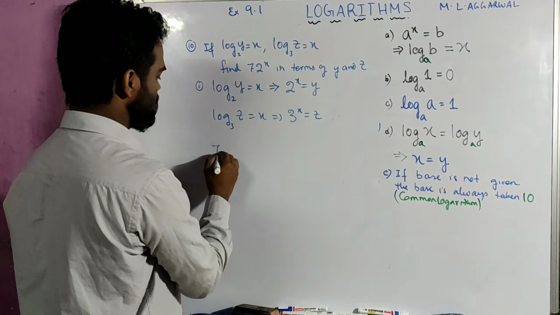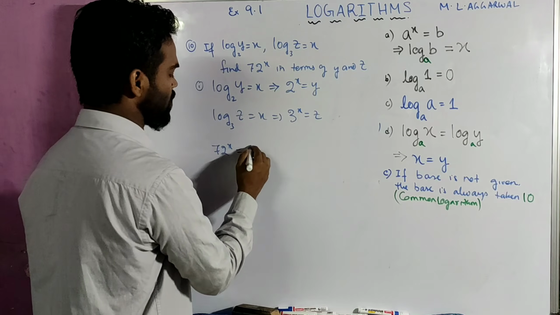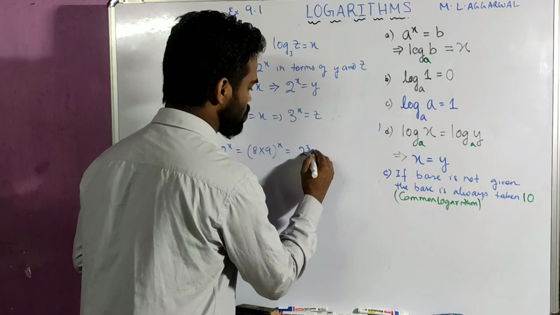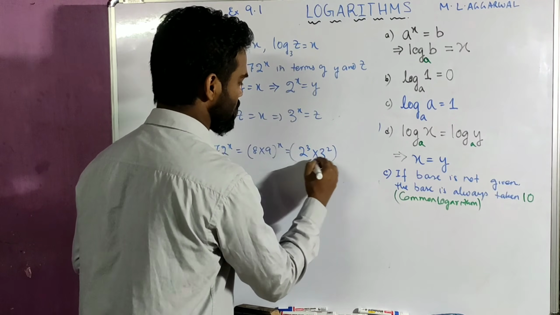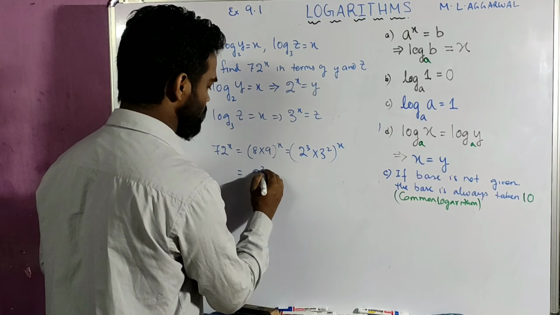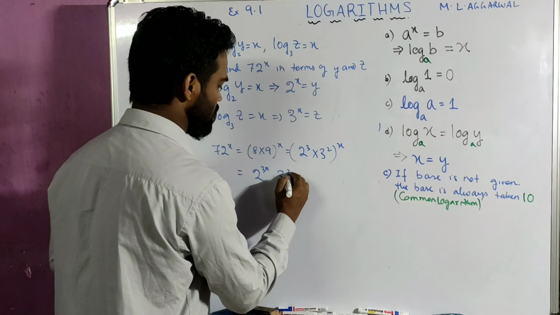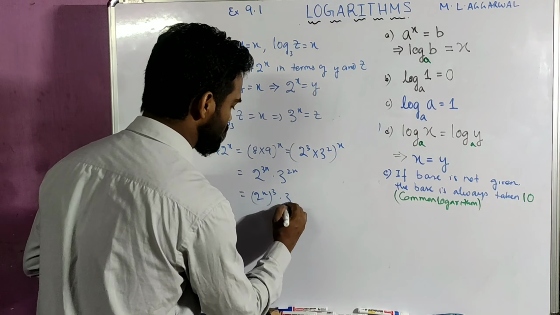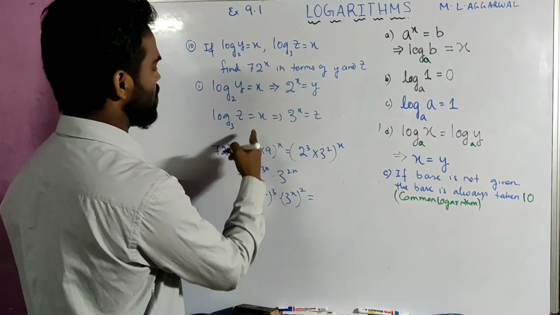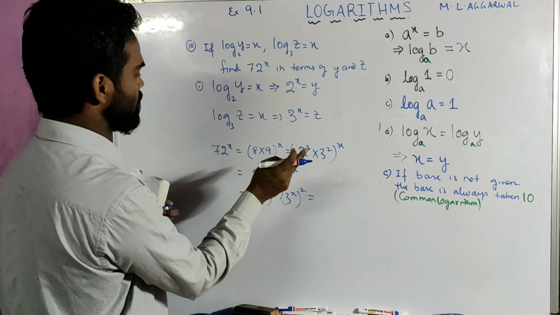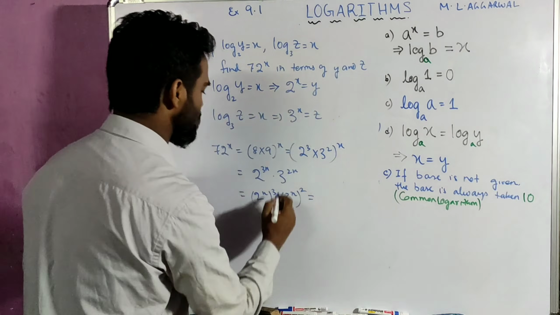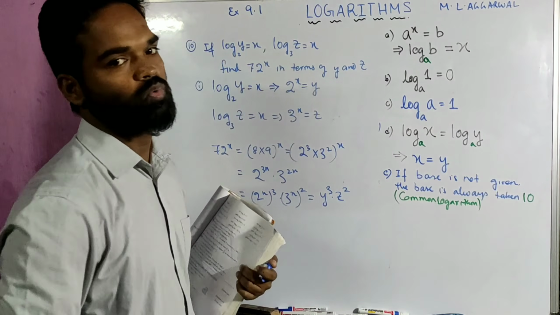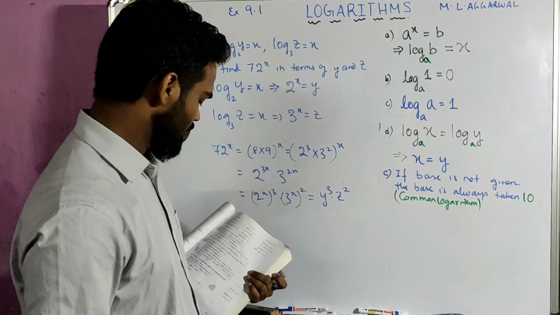Now look carefully. 72 to the power x. 72 can I write as 8 into 9, to the power x. Now 8 I can write as 2 cube, and 9 I can write as 3 square. Now once you open the bracket, this becomes 2 to the power 3x multiplied by 3 to the power 2x, which I can write as 2 to the power x whole cube, 3 to the power x whole square. So 2 to the power x is nothing but what we have written as y. So this becomes y cube, and 3 to the power x is z. So this becomes z square. Okay. Now look at the last sum.